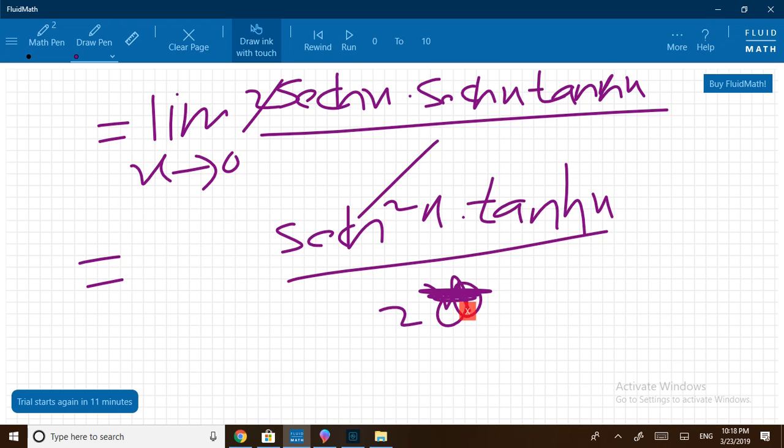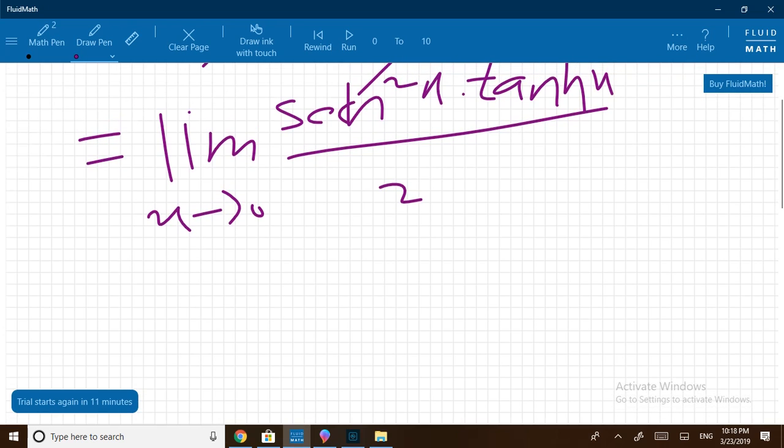Now we apply the limit. If I apply the limit again, x approaches to 0, then you know sech squared x is 1, and tanh x is 0. So this is 0 divided by 2. Sech 0 is 1 and tanh 0 means 0. So 1 into 0 divided by 2 is equal to 0.